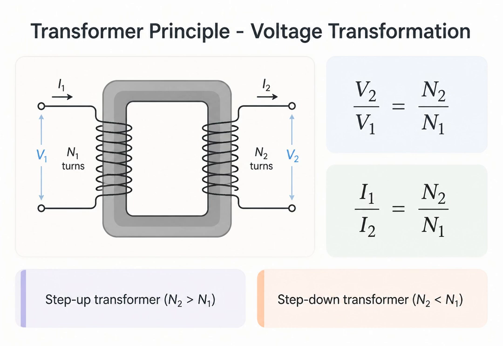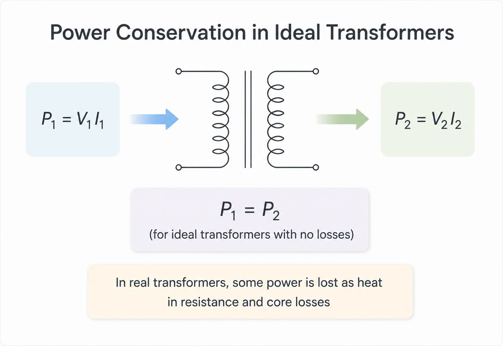Simultaneously, the current ratio is inverted. The current in the primary divided by the current in the secondary equals the turns ratio. This ensures power is conserved. V1I1 equals V2I2. An ideal transformer conserves power. The power delivered to the primary coil equals the power delivered by the secondary coil. This is expressed as V1 times I1 equals V2 times I2. This conservation principle explains why transformers can step up voltage only by stepping down current proportionally and vice versa.